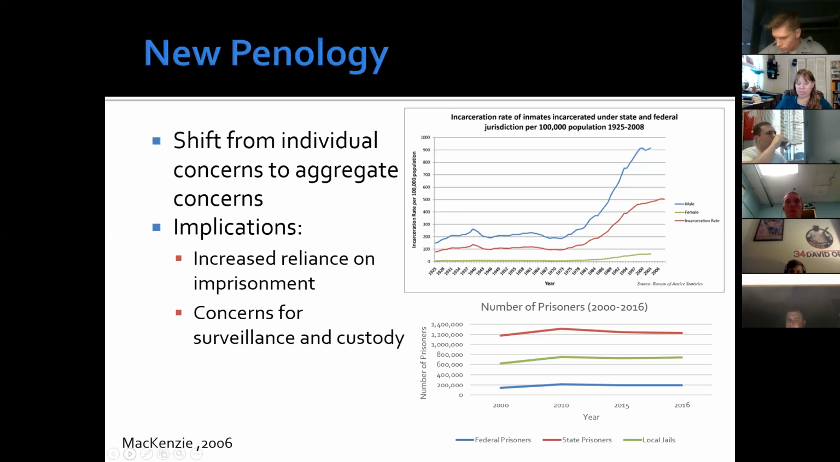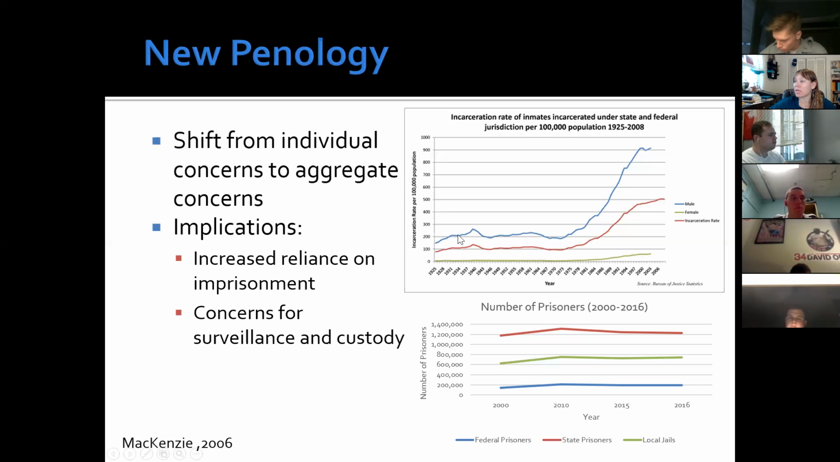As the justice model took over sentencing practices, there was obviously an increase in the number of prisoners throughout the nation, as you can see from these two graphs. I apologize in advance. I know the colors are the same on the graphs, but the colors don't mean the same thing in each graph. So we'll go through.